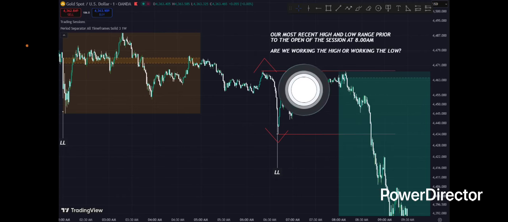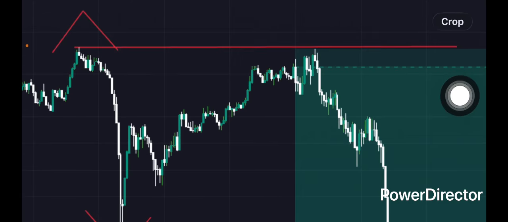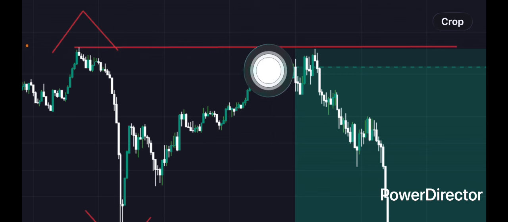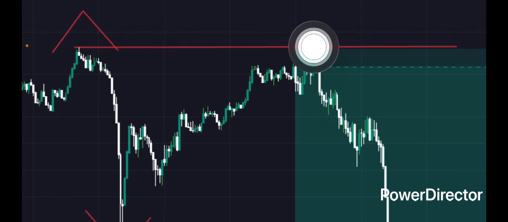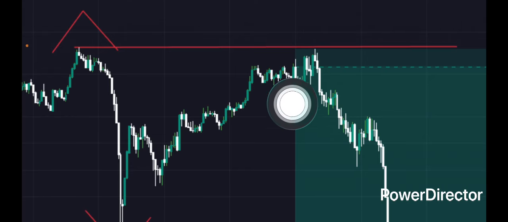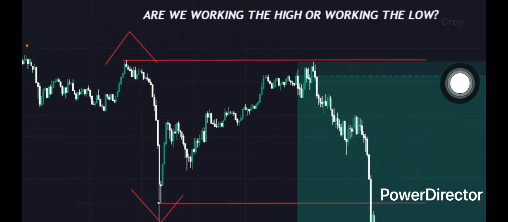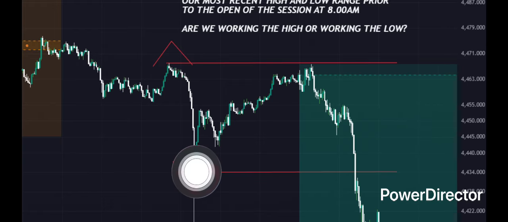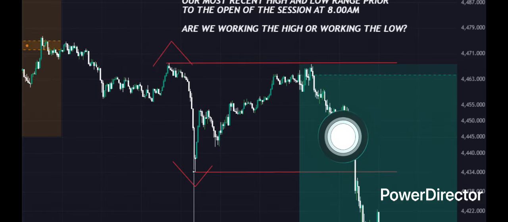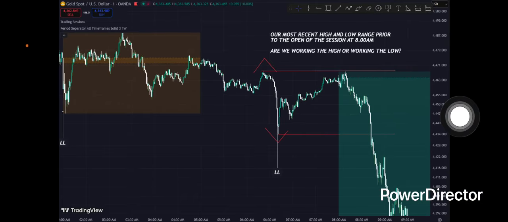You can see that coil right here, just like the notebook paper where we coil, okay, take out one side and then go lower. And we even have this little micro lower low on the inside, okay? And this is like our micro pump, coil, and dump going into the session, right?